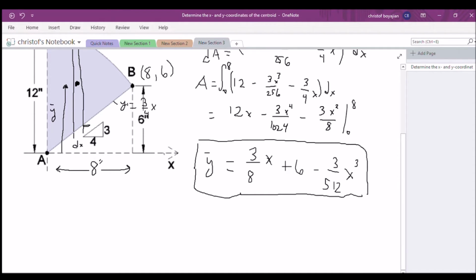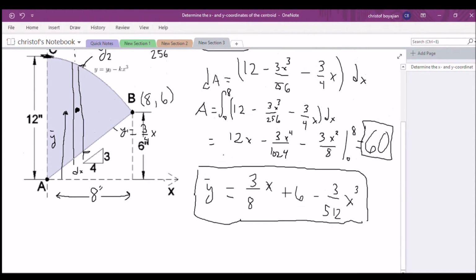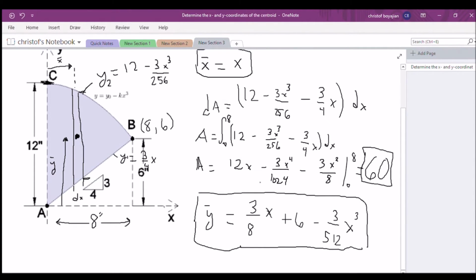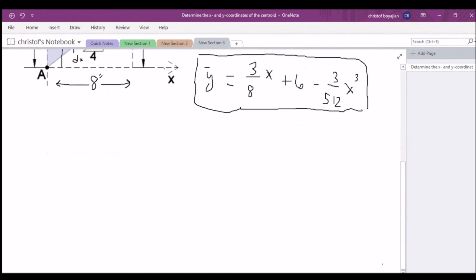Now you can go ahead and evaluate this. I assume that you should know how to do these types of evaluations, and it should simply turn out that the area of this total thing is actually 60. So that's great. I'm going to leave this as our area. So our area is 60. Now let's go ahead and solve for our centroids.